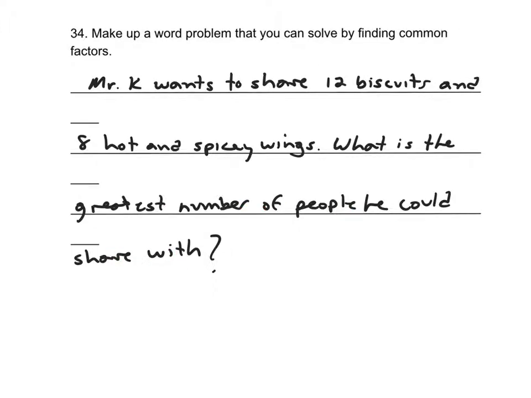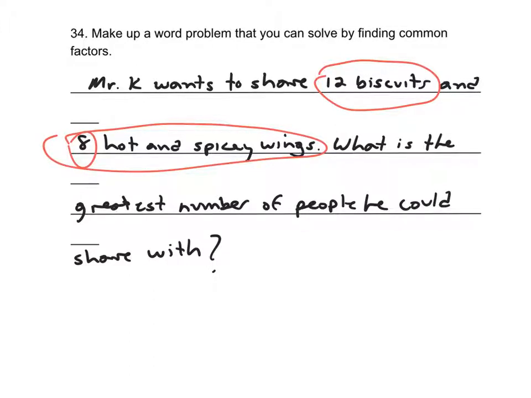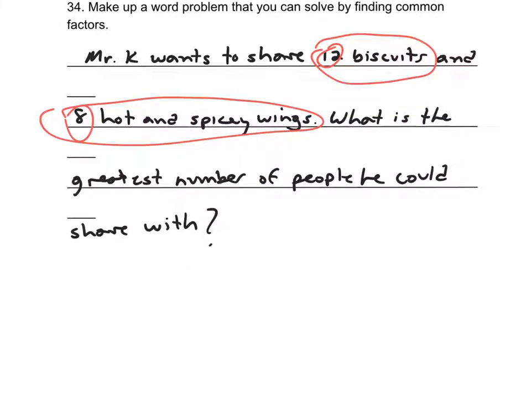So a way to attack this problem is I put some numbers in there. I've got 12 biscuits to share and 8 hot and spicy wings. So 12 and 8. So if I have those numbers, 12 and 8, I'm going to move this up. What are the factors of 12? So if we go like this, we say 1, 2, 3, 4, 6, and 12. What are the factors of 8? 1, 2, 4, and 8. All right, so what's the greatest number of people he could share with where they all get equal? I'm assuming you understood that.